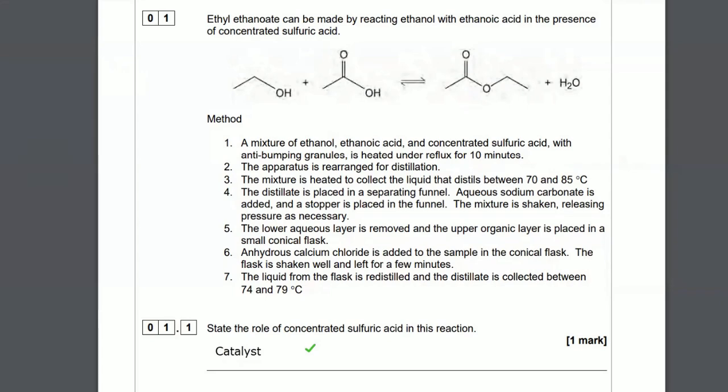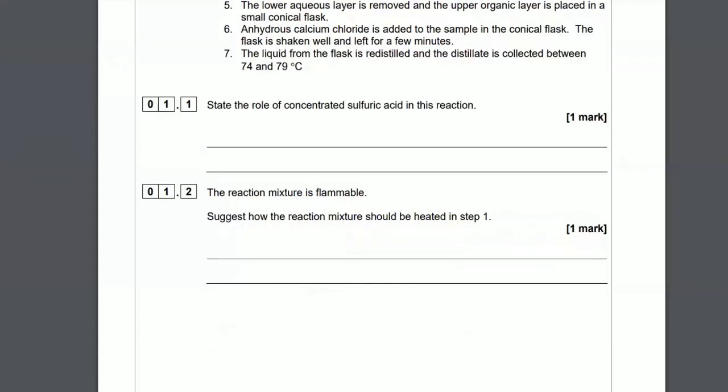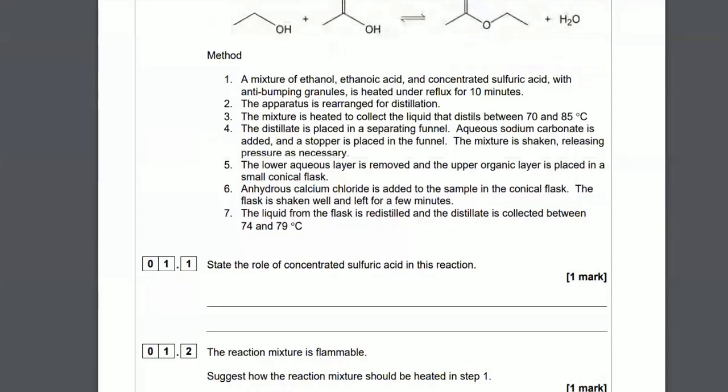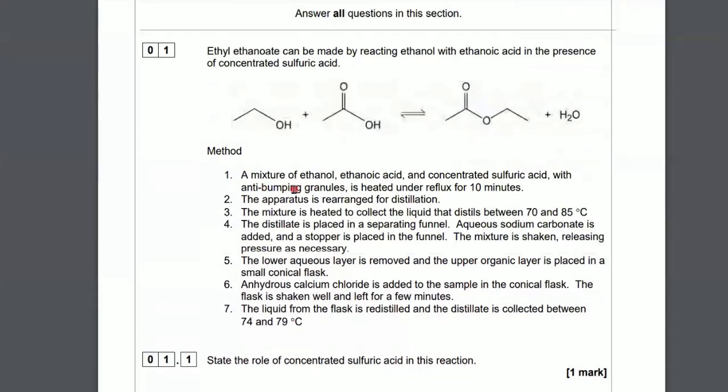All right, let's move down to 1.2. 1.2, the reaction mixture is flammable. So ethanol, alcohols, flammable fuel, suggest how the reaction mixture could be heated in step 1. We don't want the ethanol, which is going to be quite volatile, have quite a low flammability point or whatever it's called. It's going to catch a light quite easily. So the apparatus, how are we going to heat it? Obviously not with a naked flame, with a Bunsen burner.